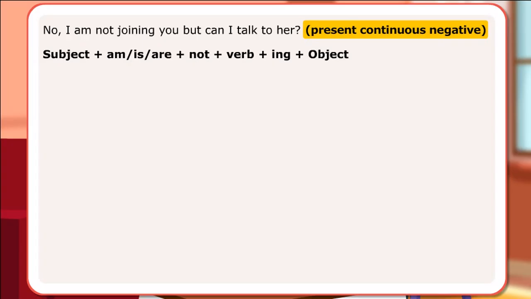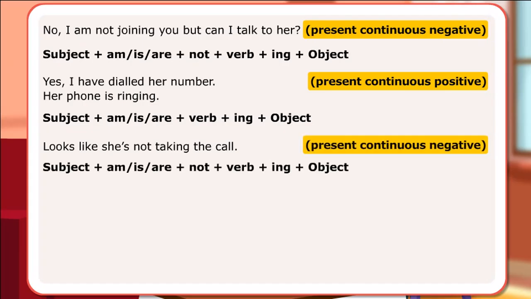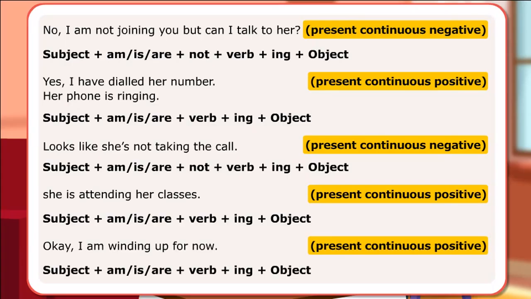No, I'm not joining you, but can I talk to her? Present continuous negative. Yes, I have dialed her number. Her phone is ringing. Present continuous positive. Looks like she's not taking the call. Present continuous negative. She's attending her classes. Present continuous positive. Okay, I'm winding up for now. Present continuous positive.